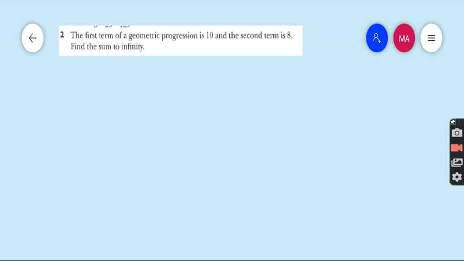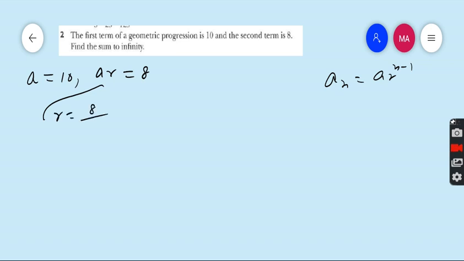Question number 2. The first term of a geometric progression is 10, that is a = 10, and the second term is 8. Second term means ar, because we have the formula an or tn = ar^(n-1). For the second term, put n = 2, so 2 minus 1 is 1, therefore the second term represents ar. So a is 10, put this 10 over here.